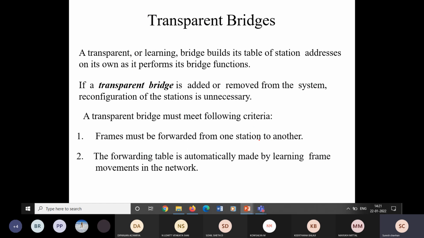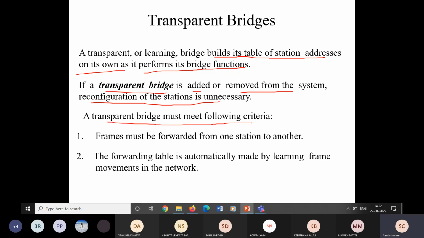And the transparent bridge, the learning bridge, builds its table of station addresses on its own as it performs its bridge functions. The coding is such that it learns on its own and builds its own table. If a transparent bridge is added or removed from the system, reconfiguration of the system is unnecessary.